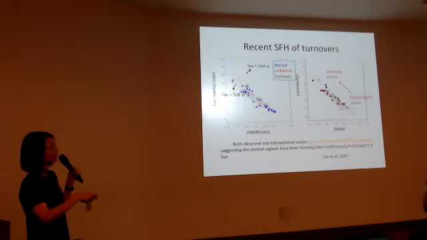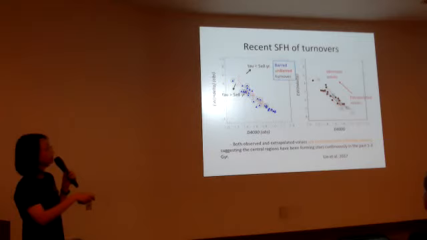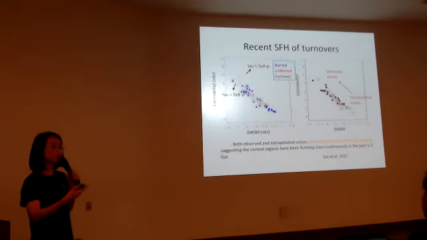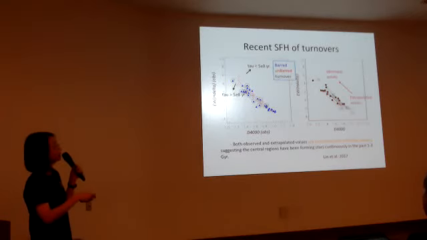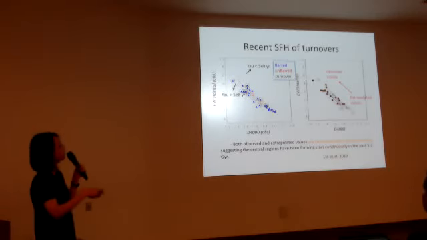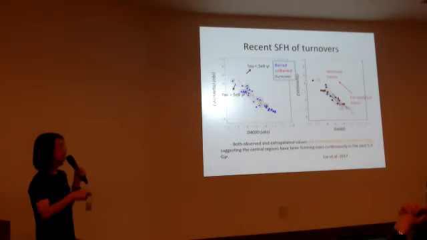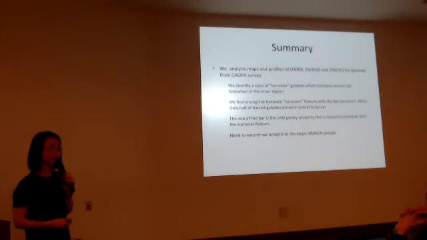So we highlight those turnovers in the right panel. One is the extrapolated value they are supposed to have if they don't show turnover, and the other is the observed values. So we can see that if they are not turnover, we can see a shift. Their star formation history is quite consistent with continuous star formation history.